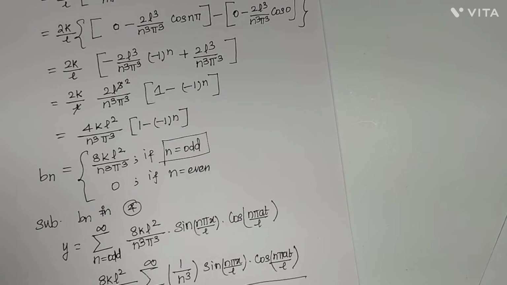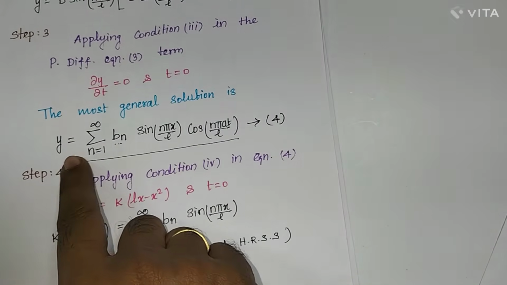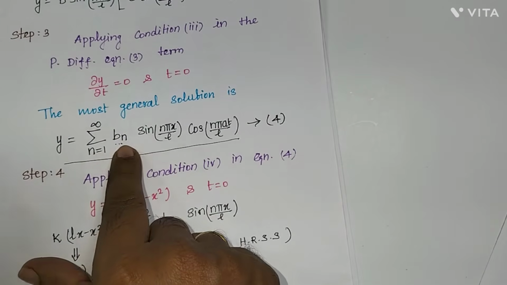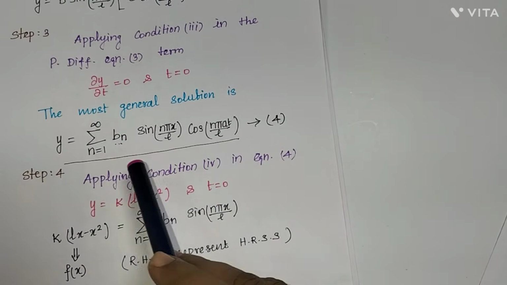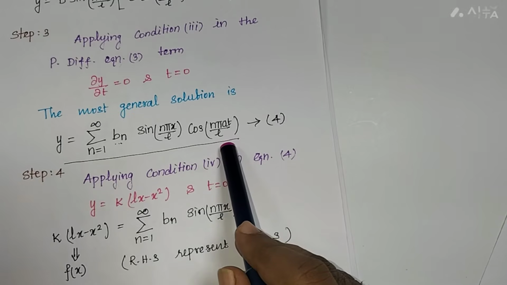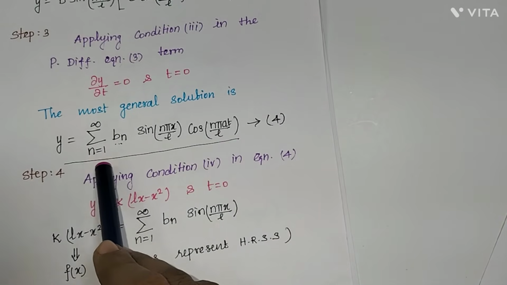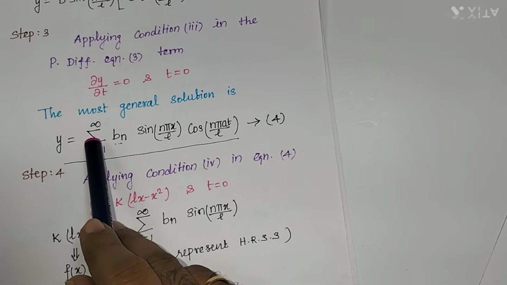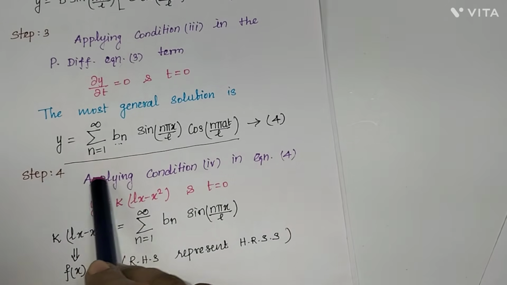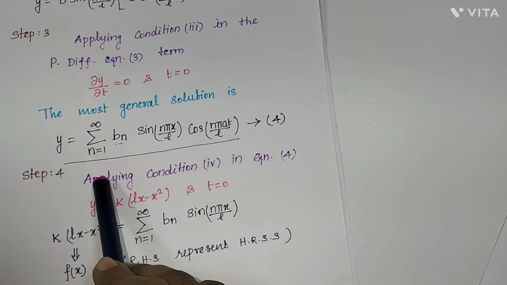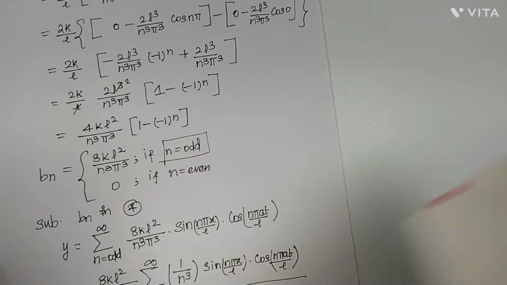So I am going to substitute this Bn in our most general solution, y equal to sum of n equal to 1 to infinity Bn sin(n pi x by L) cos(n pi at by L). This equation considers the summation of an infinite number of terms. That means it includes odd and even, but our answer only depends on odd numbers. So I'm going to write the summation over odd n up to infinity. Here the even terms are 0.